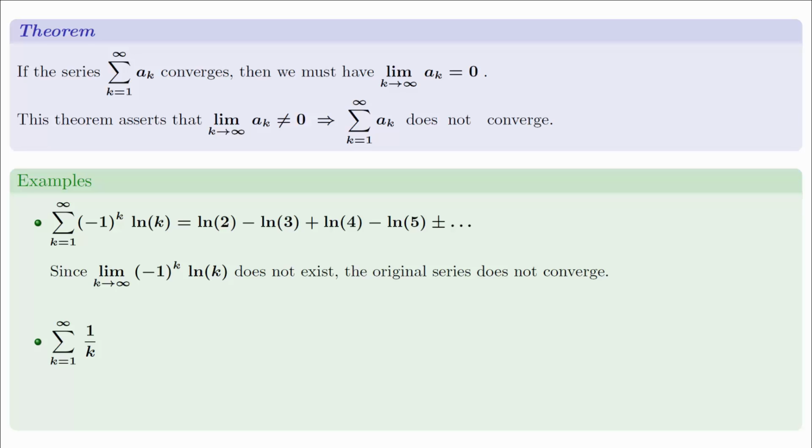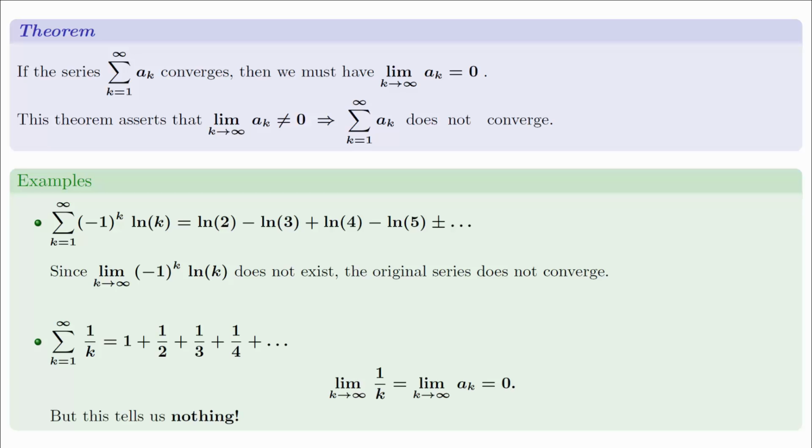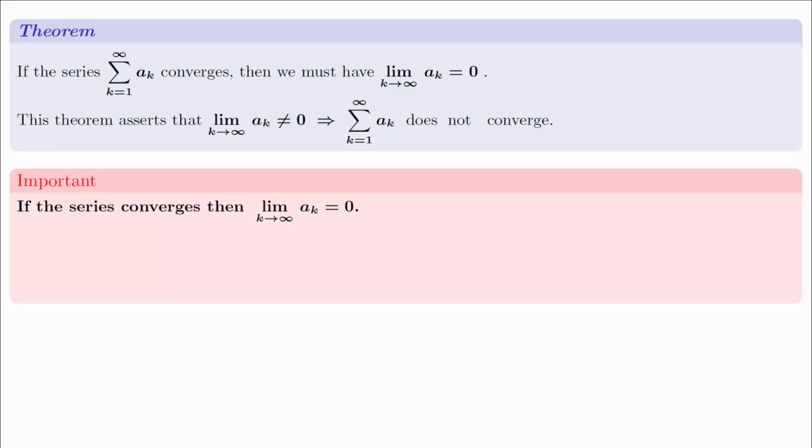For a second and very important example, consider the harmonic series, named by the ancient Greeks for its connection to musical frequencies. That's the summation from k equal 1 to infinity of the reciprocals of the natural numbers, in other words, 1 over k. So the series consists of the sum 1 plus a half plus a third plus a quarter, and so on. You can see immediately that the limit of the ak's, which is just the limit of 1 over k, is 0. In this case, the theorem tells us nothing, because the theorem only asserts that if the series converges, then the limit of the ak's must be 0.